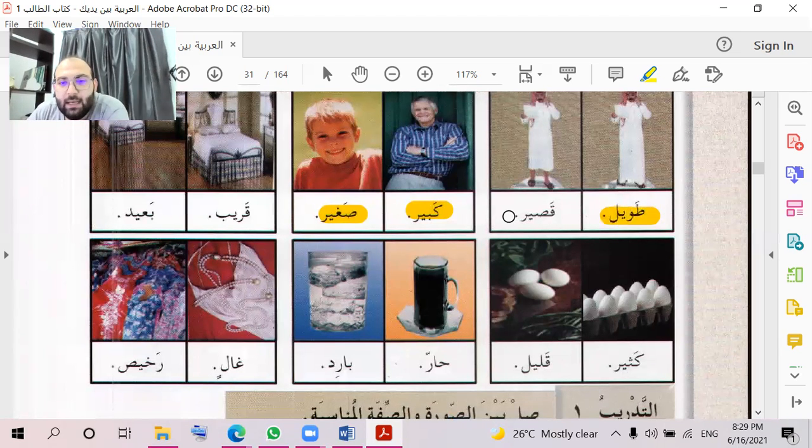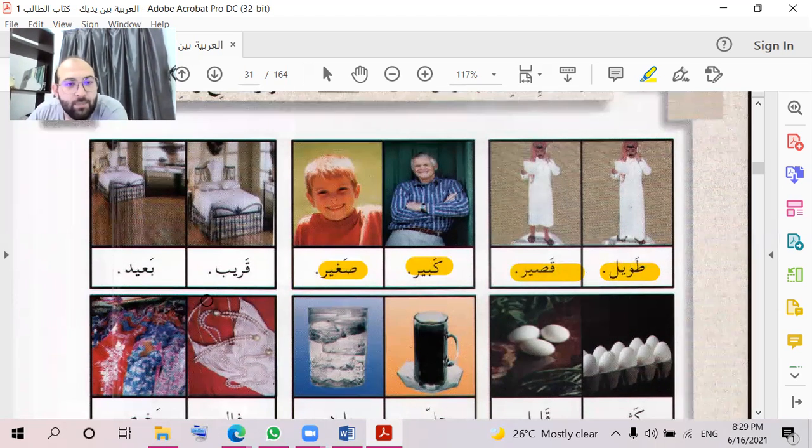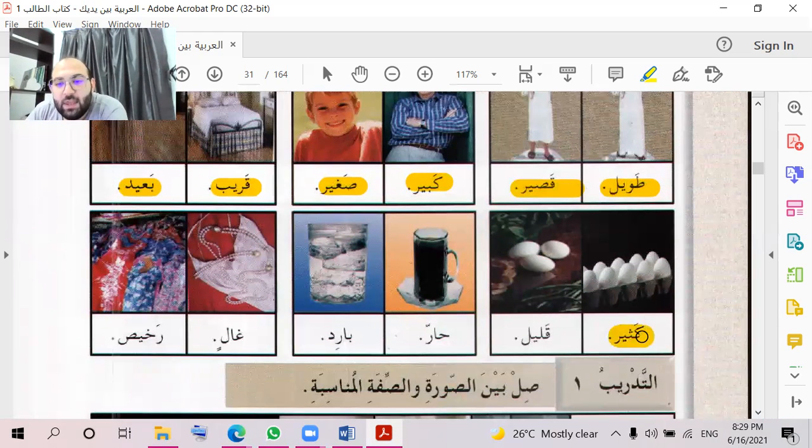Here we have two different and related adjectives. طويل, قصير. That means long, short. كبير, صغير, we took it before. قريب is near. بعيد is far. كثير, we also took it before, is a lot. قليل is few. We have حار as a temperature. We always say حار, that means hot. بارد means cold. The new ones that we took are رخيص, غالي.